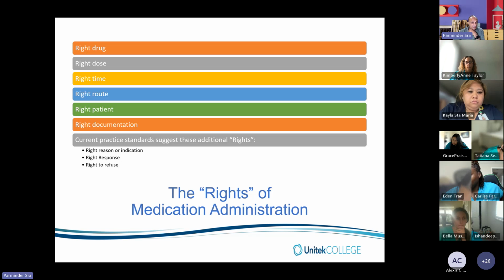Now, as far as right dose, all drugs come in different dosages. We cannot give any dosage to any patient. It has to be the right dosage for that patient. So make sure whatever dose is ordered matches what you are giving. So before giving, once again, check the order. Right time. Now you have a window of 1 hour, 30 minutes before, 30 minutes after. If it's more than 30 minutes before or more than 30 minutes after, you're violating the right time.